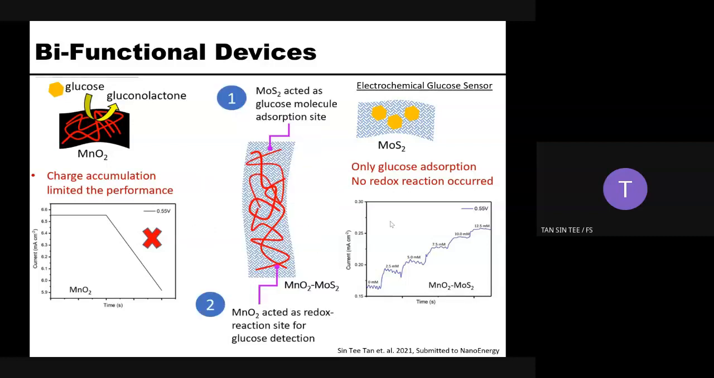Well, when you try to combine both of the materials together, the MnO2 will undergo the reaction, while your MoS2 will improve the surface absorption. So this process is able to make use of your materials to become a very good glucose sensor.